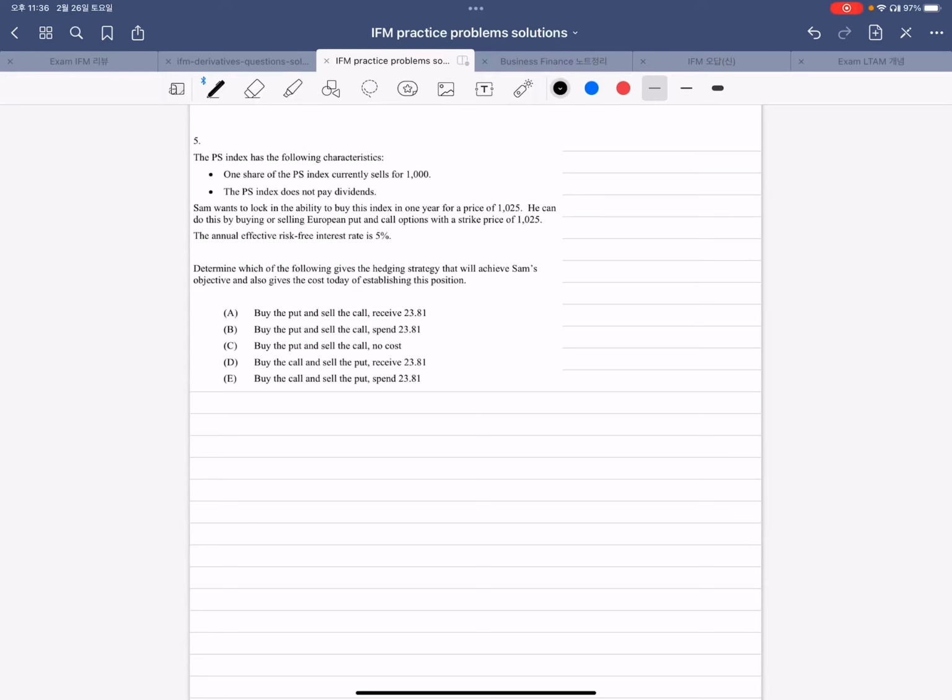The PX index currently sells for 1000, so S of 0 equals 1000. And the PX index does not pay any dividends, so delta equals 0. Sam wants to lock in the ability to buy this index in 1 year for a price of 1025, and this is a forward contract because he's paying 1025 in year one, and he's receiving this index in year one too.